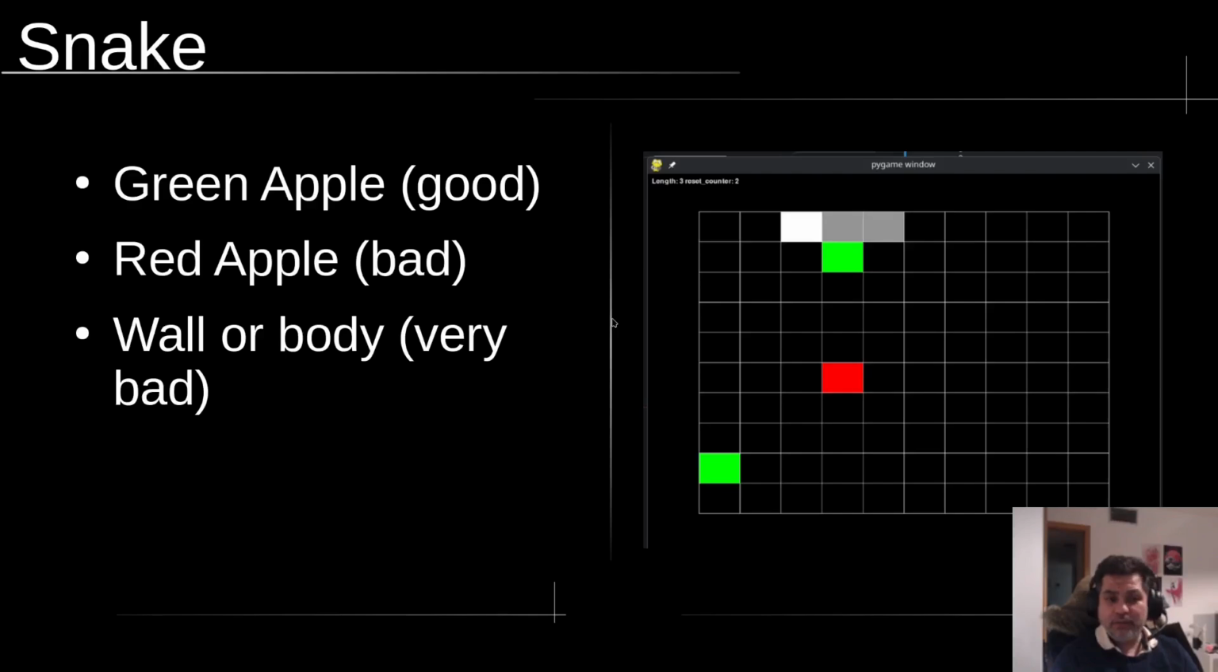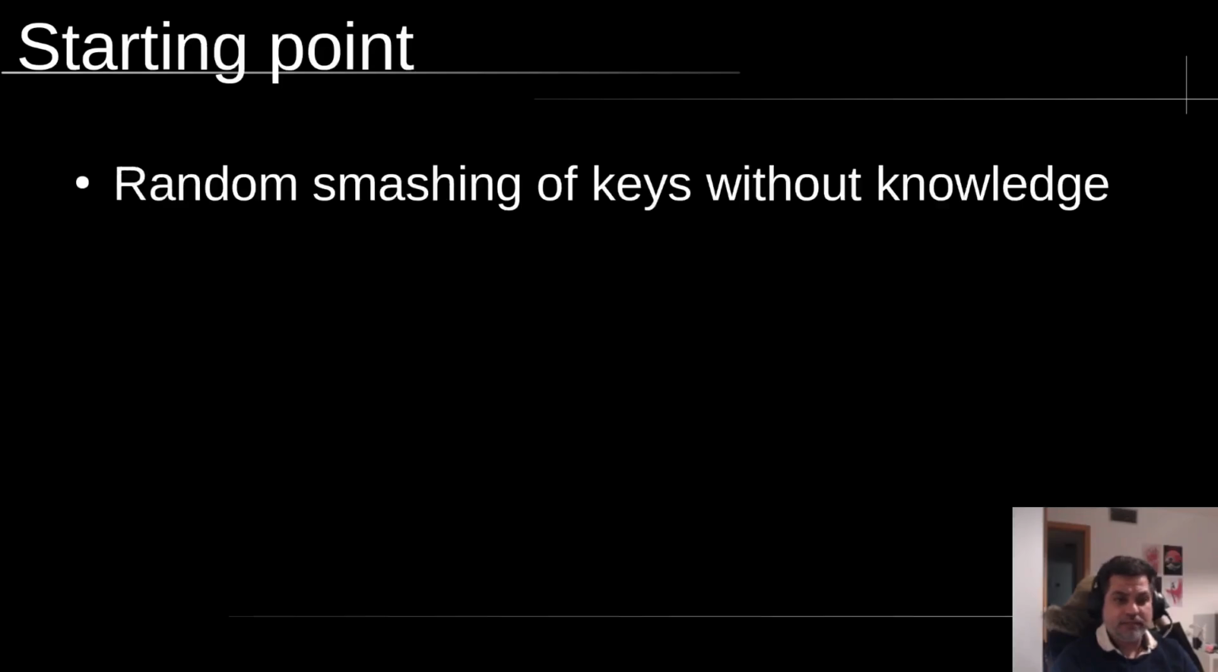And there are apples. We will consider the green apple to be a good apple. Whenever you eat it, you increase your length by 1. We will consider the red apple to be a bad apple, and whenever you eat it, your length decreases by 1. If by any way your length decreases to 0, you die. And if you hit a wall or you hit a body part, you will instantly die, so that's very bad.